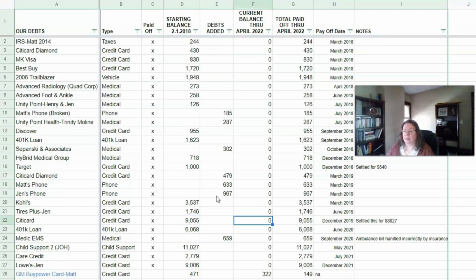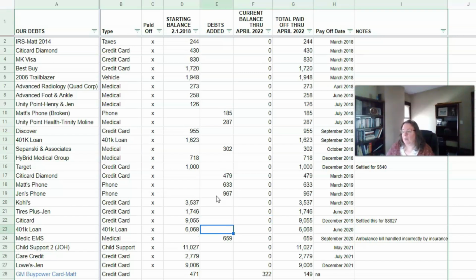At the time that we started this, I was 45 in 2018. And I had never not paid a bill in my life. So when we started to become unable to pay all of our debt payments every month, it just impacted me so profoundly. So anyhow, this one we paid off in December of 2019 when I got my year-end bonus and we settled that. The total that I paid to that was $8,827. So we just knocked off a little bit of that with the settlement.